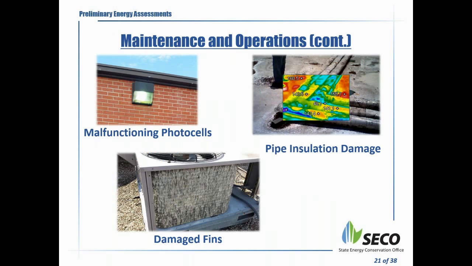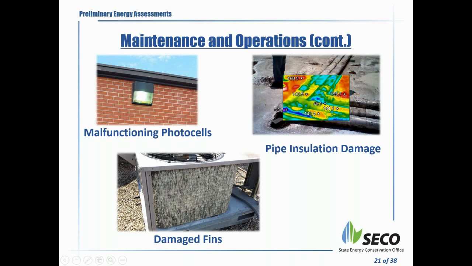You can see a security light on during the day, which is normally a malfunctioning photocell. You might have a chilled water and hot water line, primarily with bad insulation. That's a thermal image of one of the locations in which we were able to zoom in and show how much energy is being lost.